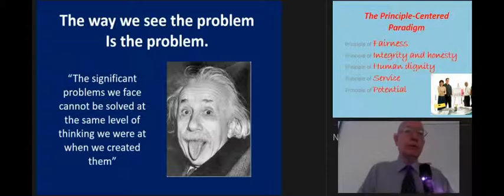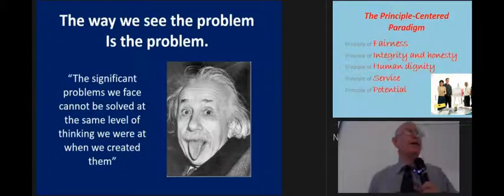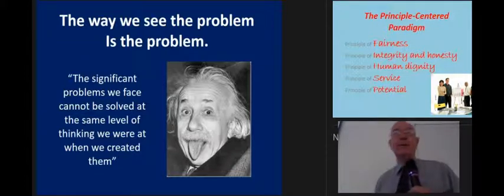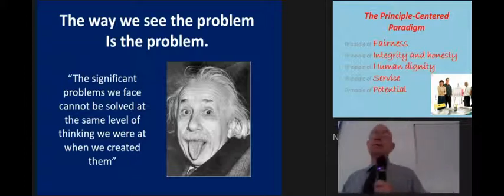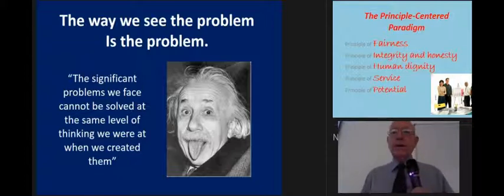Einstein said the way we see the significant problems we face cannot be solved at the same level of thinking that we were at when we created them. And indeed, most problems we do create, and it's our own fault if you think about it. And so if we're going to solve those problems, we need to not just keep doing the same thing. That old definition of insanity is to keep doing the same thing and expecting different results. So we need to learn to approach things differently in order to be more successful.